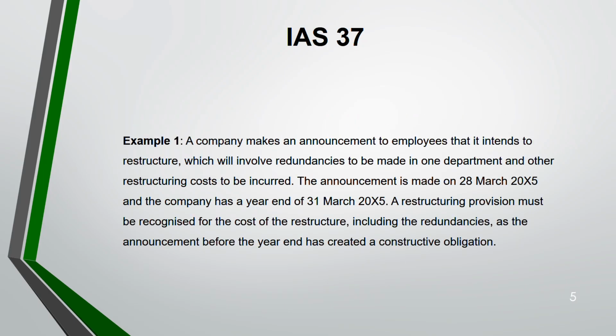Okay. Now, example 1. A company is making an announcement to its employees that they intend to restructure. They are involving redundancy to be made in one department and other restructuring costs to be incurred. The announcement was made on 28th March 2005. The company has the year end 31st March 2005. That means before the year end they have made the announcement.